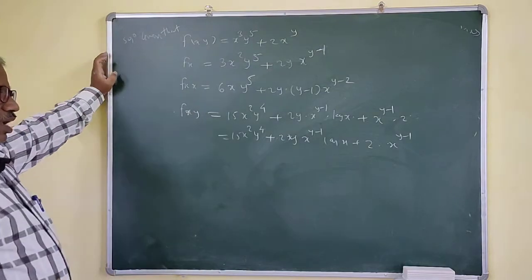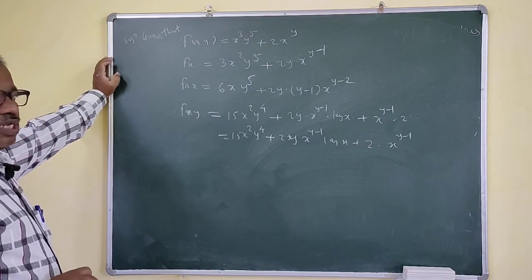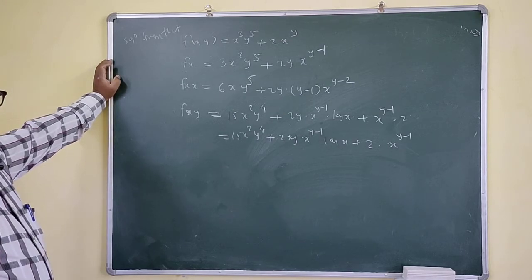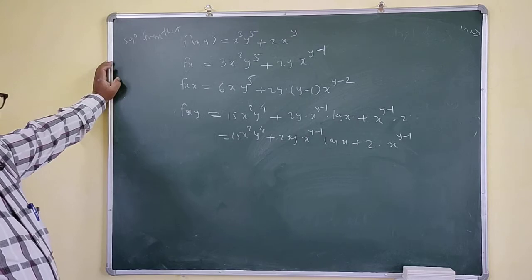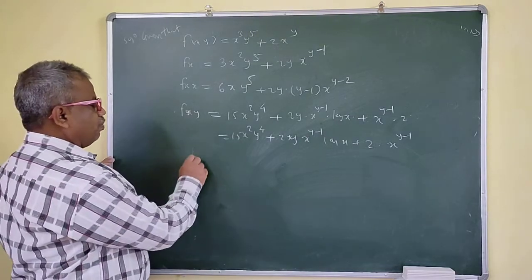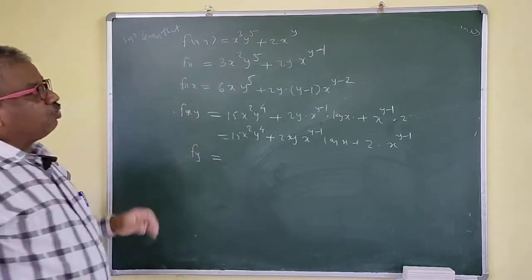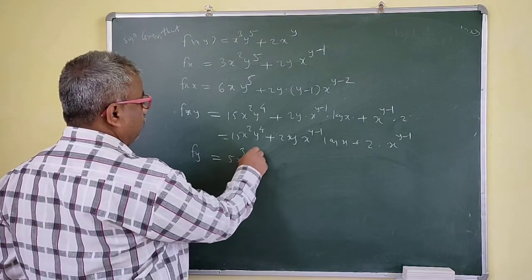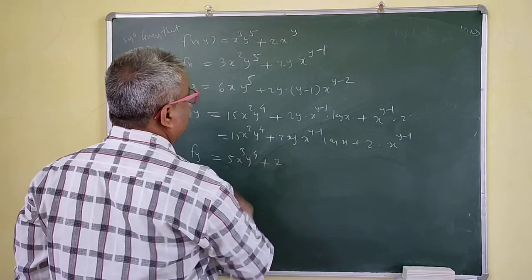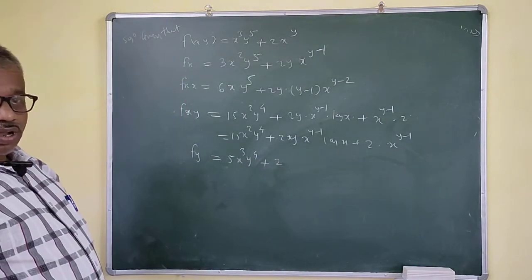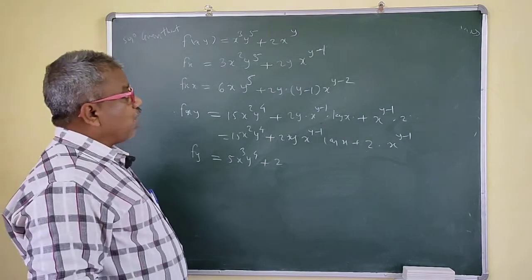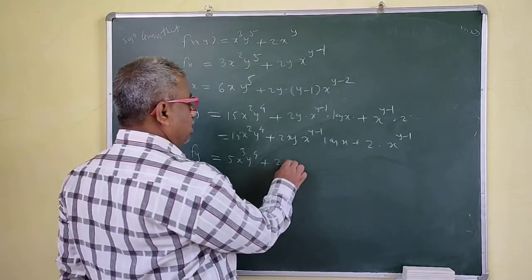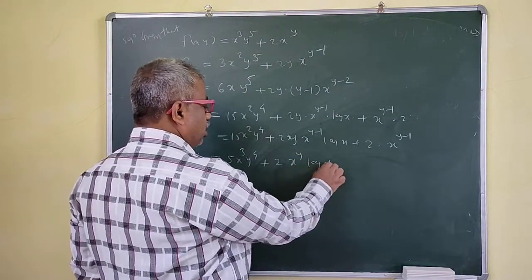So with the help of the first order partial derivative with respect to x, we get the 2 second order partial derivatives. Now we will differentiate with respect to y, and with the help of the first order partial derivative with respect to y, we will obtain the other 2 second order partial derivatives. So we will write f_y now. We differentiate partially with respect to y. So this is 5x cube y raised to 4 plus 2. Now we are differentiating with respect to y. Your x is constant. So this is of the form a raised to x. So a raised to x means x raised to y log x.